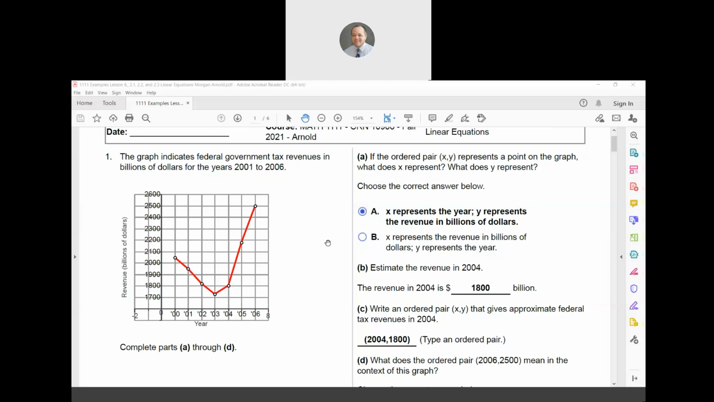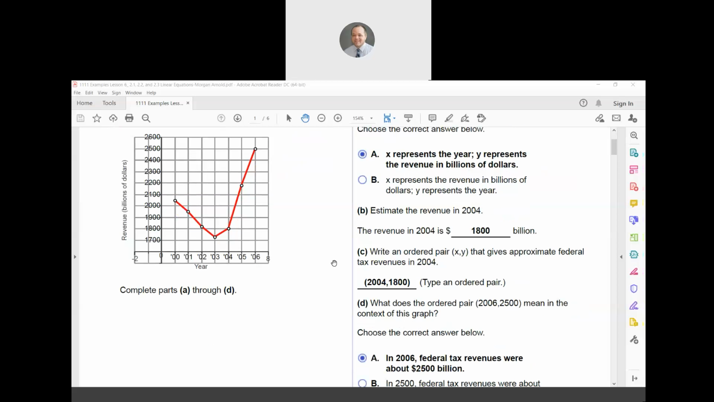Part B, estimate the revenue in 2004. That's easy. You just locate 04 and then find the point, and that point crosses with 1800. So the revenue in 2004 is 1800 billion.